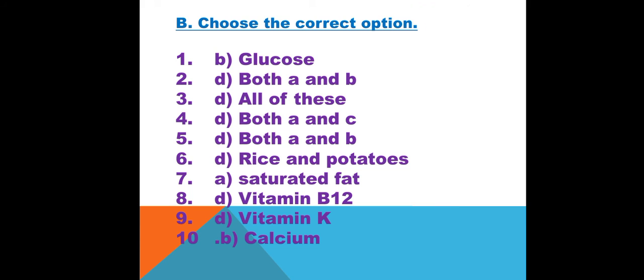First question: Which of these is the simplest form of sugar? Glucose is the simplest form of sugar, option B. Then, which of these are fat soluble vitamins? Vitamins A, D, E and K. So both A and B. Option D is the correct answer. Third question.